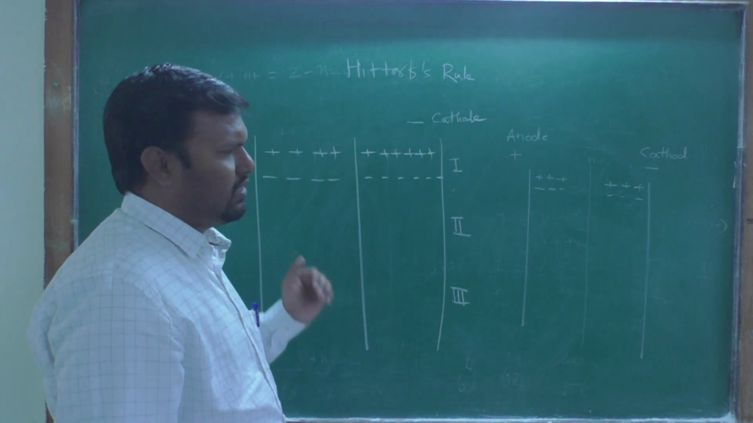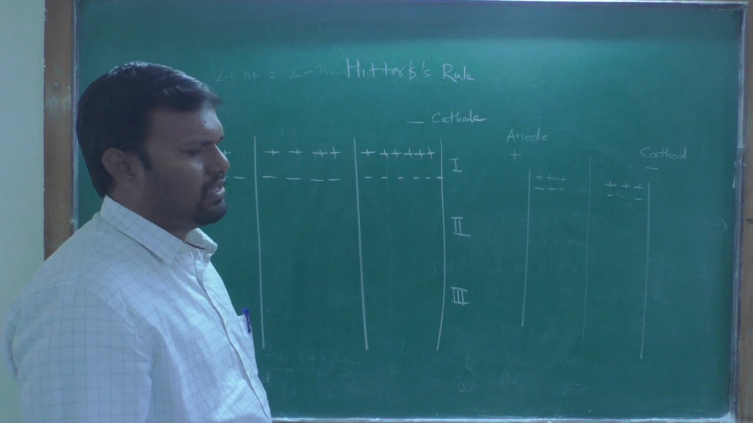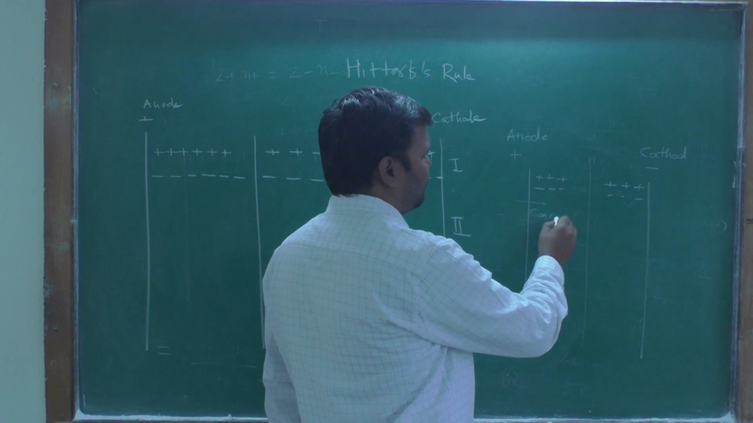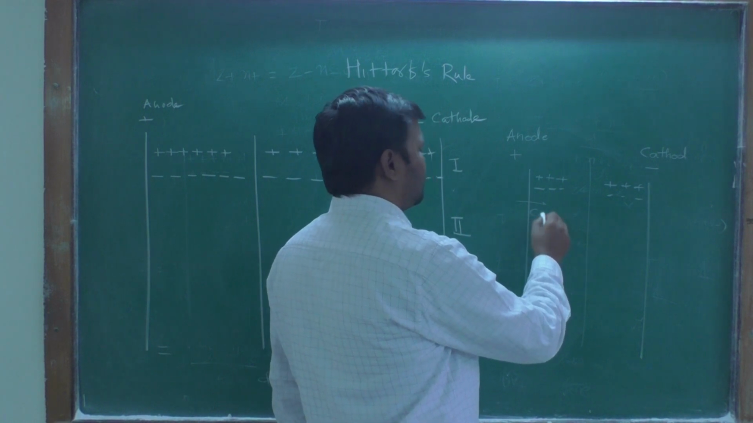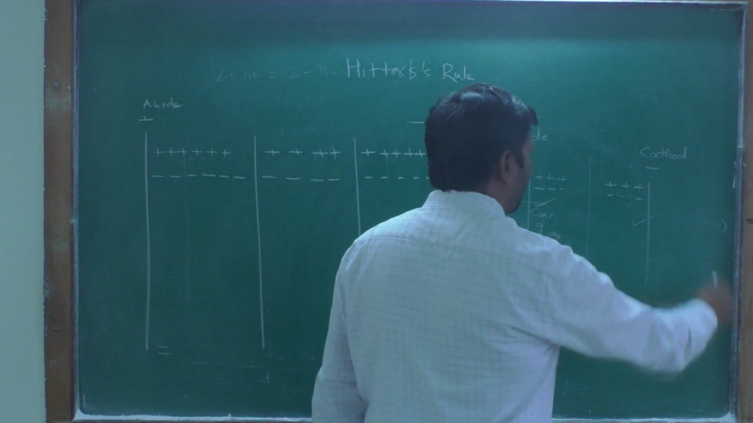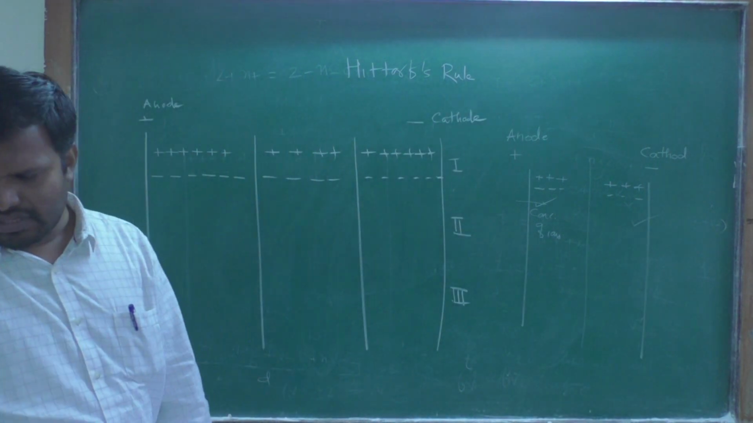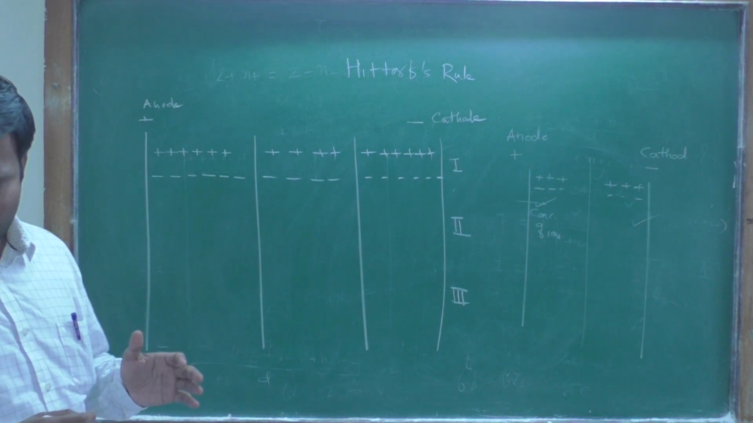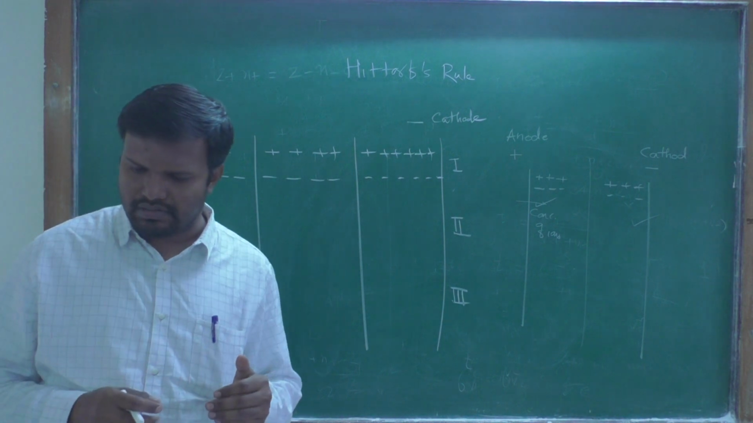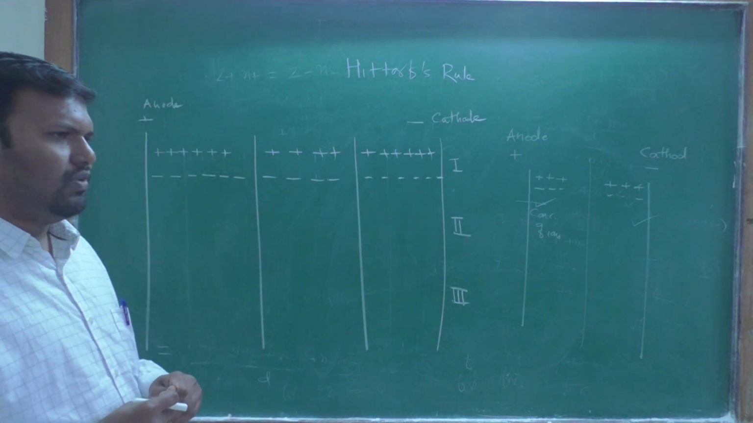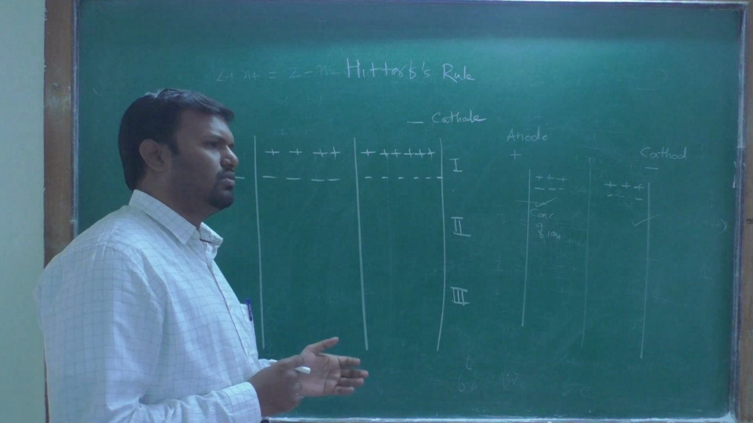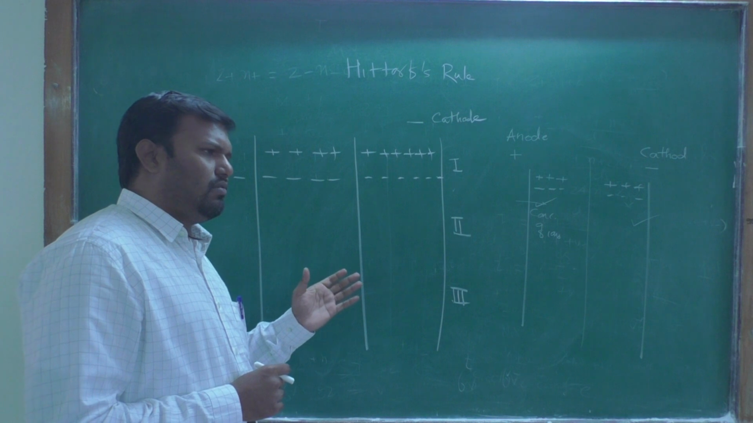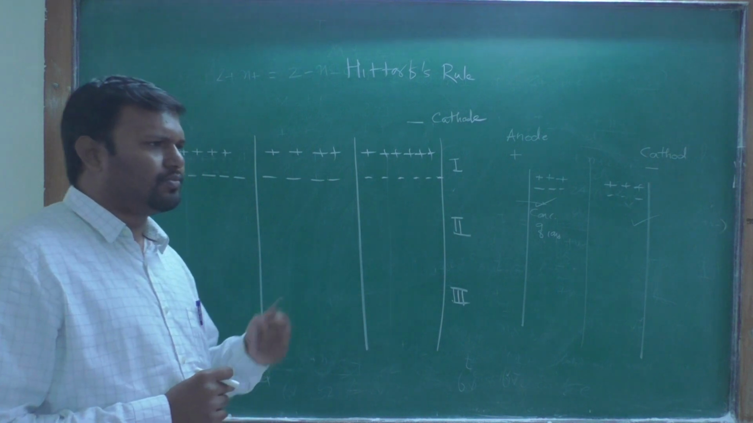When current is passed through this cell, the change in concentration of ions takes place near the electrode. That change in concentration depends upon the velocity of the migrating ions. That is given by Hittorf's rule.